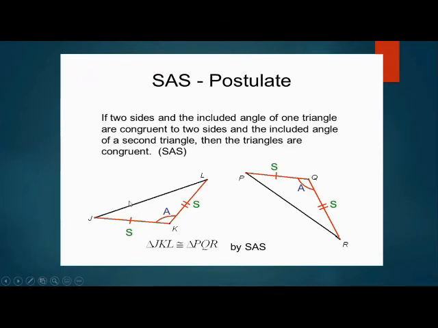What does it mean? It means that if there is one triangle like JKL and PQR is the second triangle, their corresponding sides, JK is congruent to PQ, LK is congruent to QR, and the included angle. Included angle means the angle in between these sides, which is angle A over here and angle A over here, which is the included angle of these two sides. So if these two sides and the included angle are congruent to each other, it means both the triangles would also be congruent.